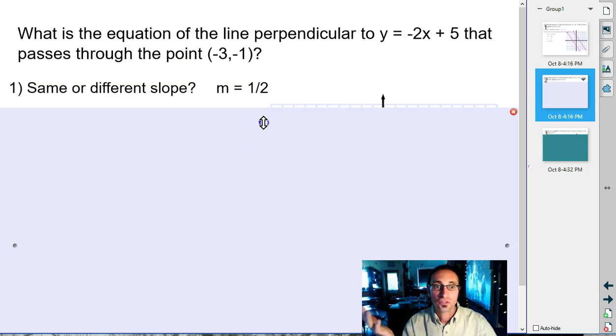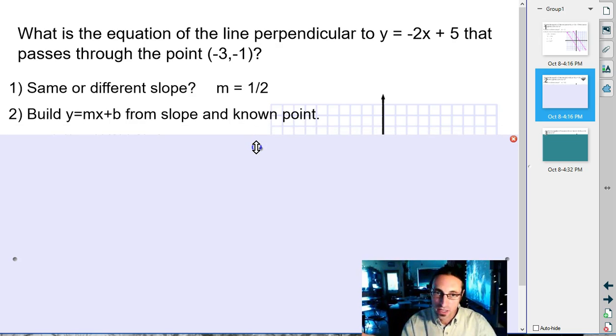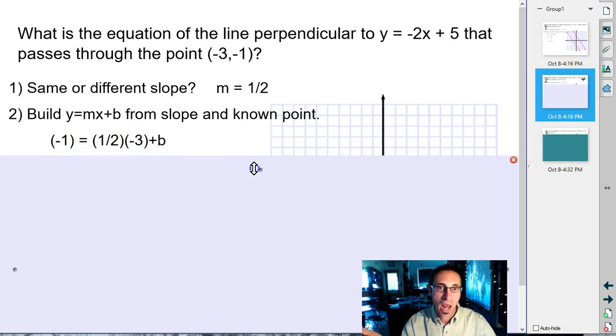Well, again, same or different slope. In this case, I want perpendicular, which means the opposite reciprocal, right? So if the original slope is negative 2, I want an equation with a slope of 1/2. Second thing, I'm going to plug in the known point. Voila! Right? Everything looks pretty familiar.